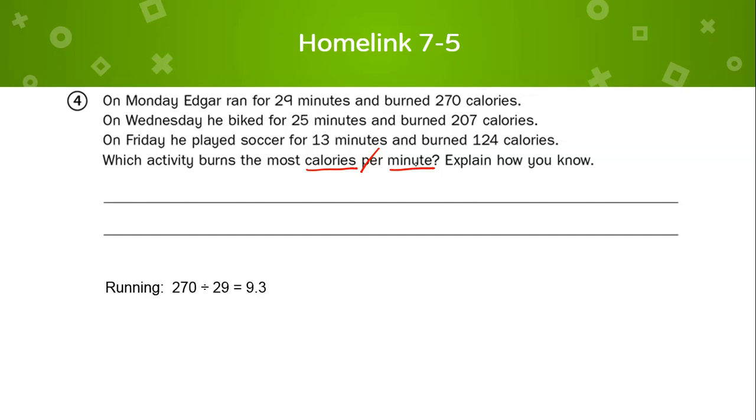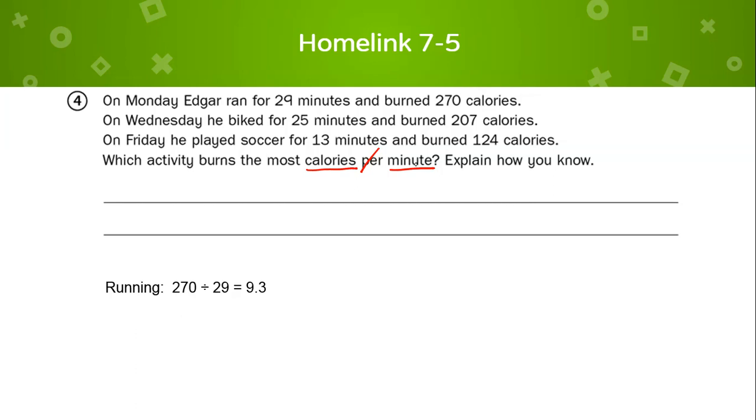So, our first activity is running. Guys, if we were in the classroom right now, I would be giving you a calculator for this. So if you want to use a calculator, go ahead. You're going to take the calories divided by the minutes. And that gives us 9 and 3/10. Guys, I know the calculator answer goes on forever, but we can round to the nearest tenth because that will give us a close enough answer. Take a minute, try the next two on your own, and then come back.